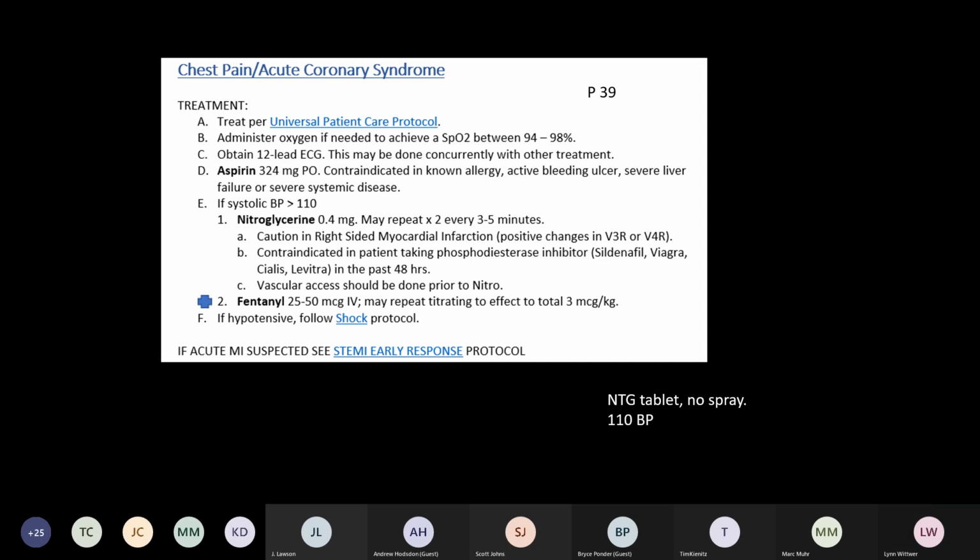Fentanyl, 25 to 50 micrograms IV. If they cannot take the nitro due to low blood pressure, then you can titrate some fentanyl to them. If they're hypotensive, follow shock protocol, etc.